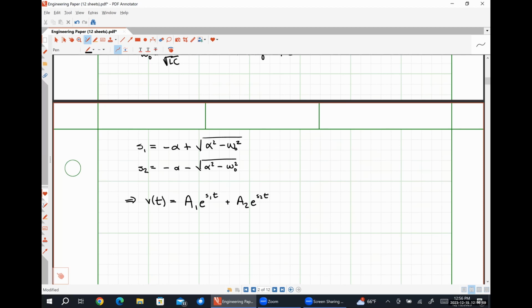Okay. So before we get into that problem, I want to define this response to be the response of what's called an overdamped circuit. So this is our overdamped response. And this is what our voltage signal will look like for any system in which alpha is greater than omega naught.